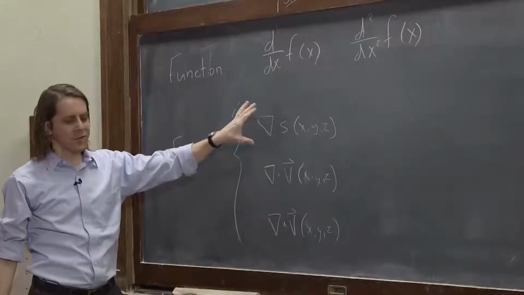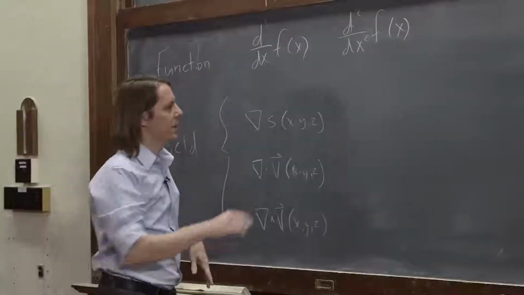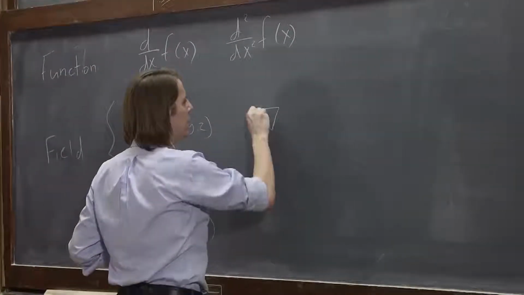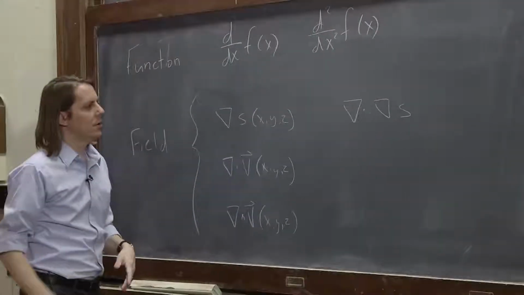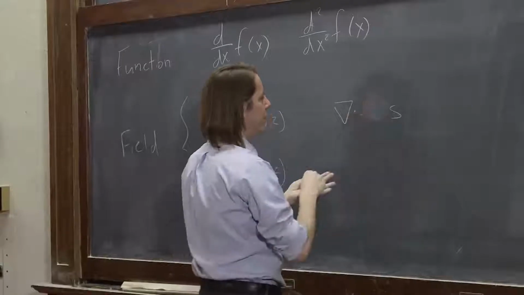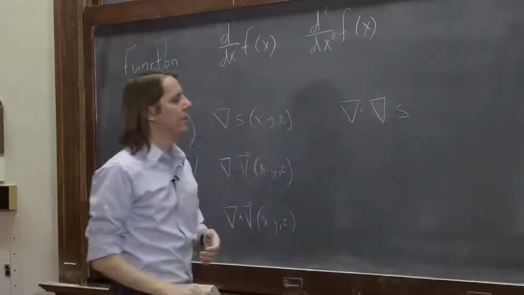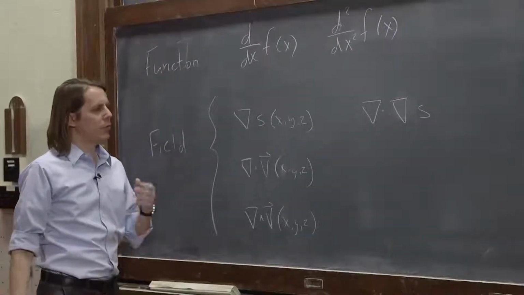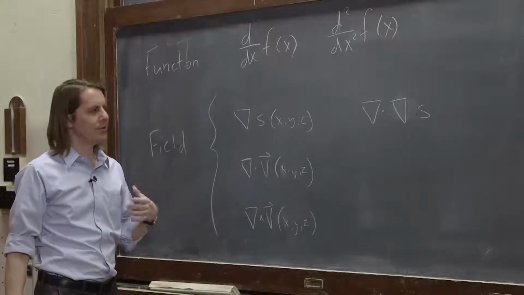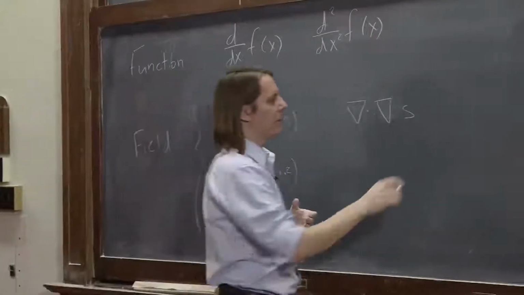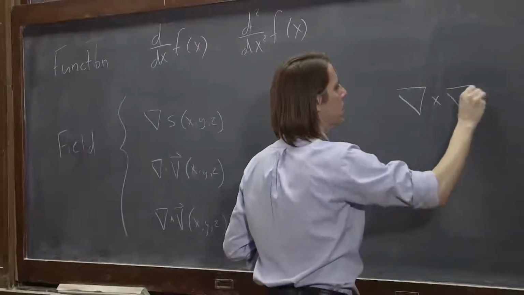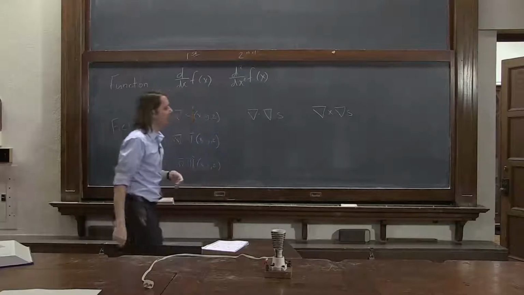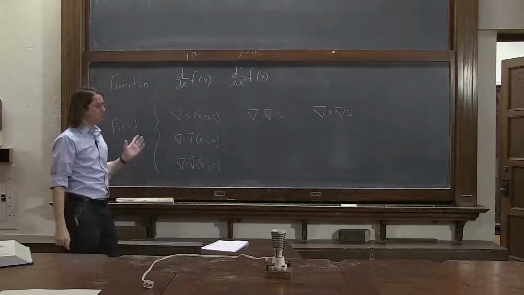Well, if it's a vector, there's now two things we can do to it. We can take its divergence, del dot del s. Those are supposed to be both dels. They look a little different. Okay. Del, the gradient of the, I'm sorry, the divergence of the gradient. And we could also take a cross product. We could take the curl of the gradient. So there's actually a lot of second derivatives.